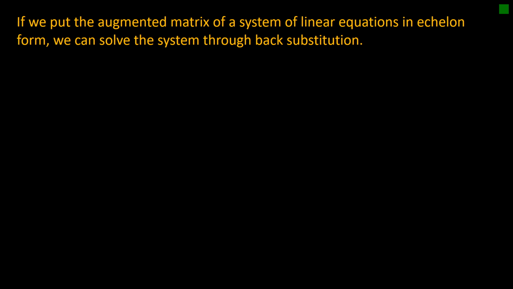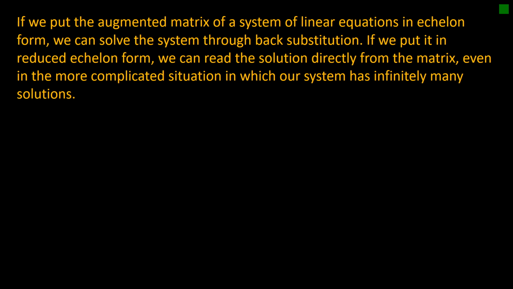Okay, if we put the augmented matrix of a system of linear equations in echelon form, we can solve the system through back substitution. We've been doing that, right? We've been taking a matrix and putting it in triangular form, which we now understand we call row echelon form, and we can solve through back substitution. We've already been doing that. But if we put it in reduced row echelon form, we actually can read the solution directly from the matrix, even in the more complicated situation in which our system has infinitely many solutions.